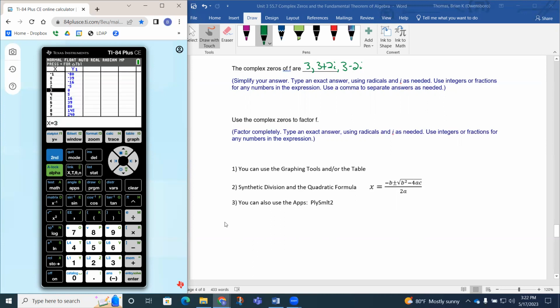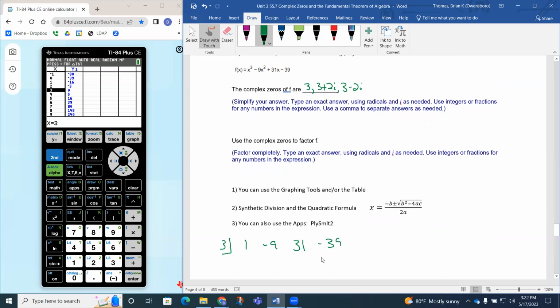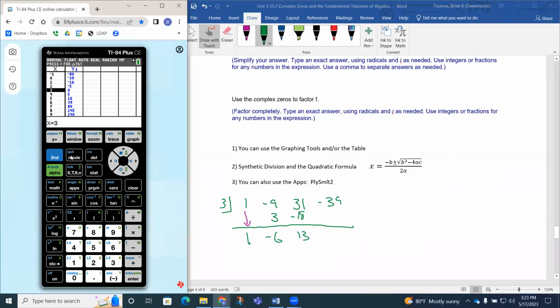So what I can do is use synthetic division and divide the 3 into the polynomial. Just use the coefficients: 1, -9, 31, and -39. Remember, when you use synthetic division, give yourself a little bit of room. This 1 drops down. And then I multiply. 3 times 1 is 3. Add to -9 and get -6. 3 times -6 is -18. 31 and a -18, I believe that's going to be a positive 13. I need to check myself there.